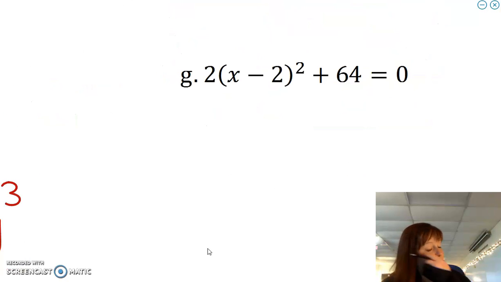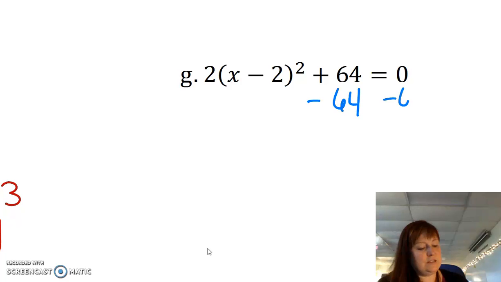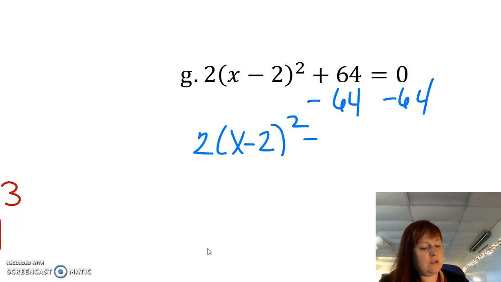All right, let's look at this one. Now this one again, I would look at it and think, ooh, that's a good candidate for square root because it has this little x minus 2 inside of the square. So I can think, ooh, I could get everything on the other side and then take the square root. So let's do that. I'm going to subtract 64 from both sides. And I get 2 times x minus 2 squared equals negative 64.